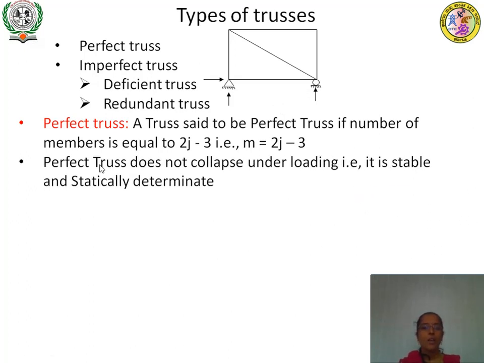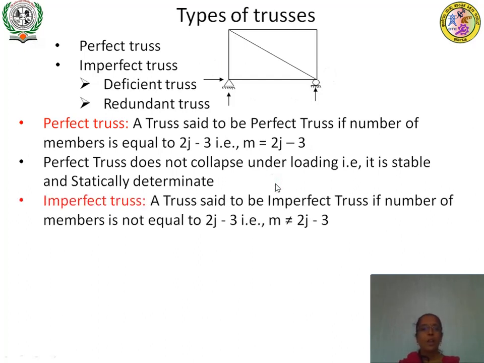Okay, so a perfect truss does not collapse under loading. So this truss will not collapse. That means not only this one, all the perfect trusses will not collapse under the loading, and it is stable and statically determinate. We have already found how to find the static determinacy of a truss. When m is exactly equal to 2j minus 3, we can find member forces in all the members, hence it becomes a determinate structure. And when m is equal to 2j minus 3, it is a stable structure as well. Therefore this will not collapse under loading.